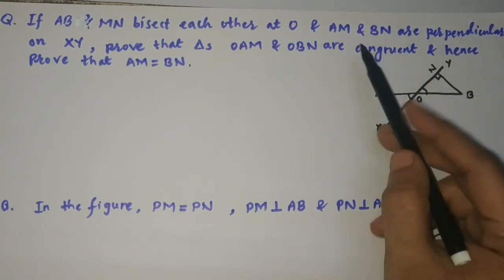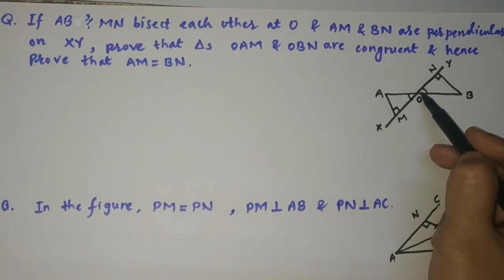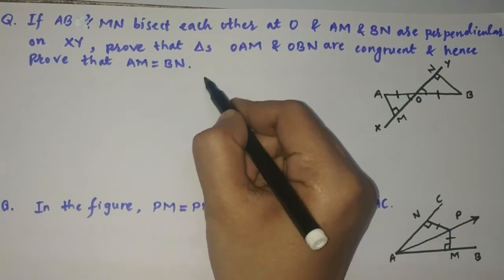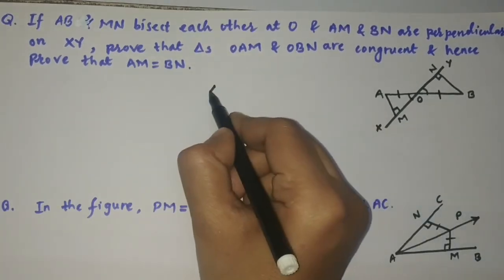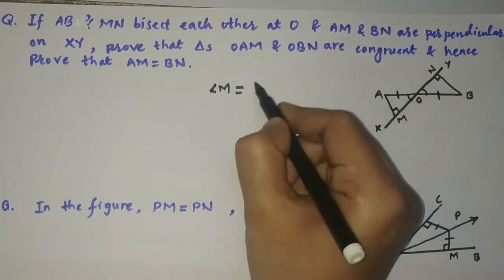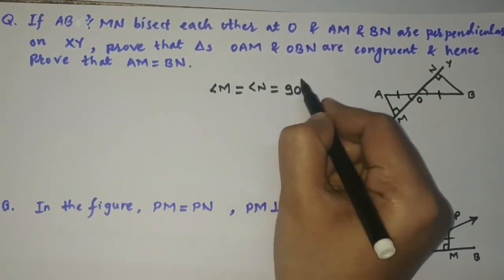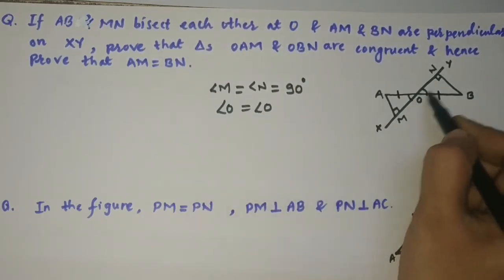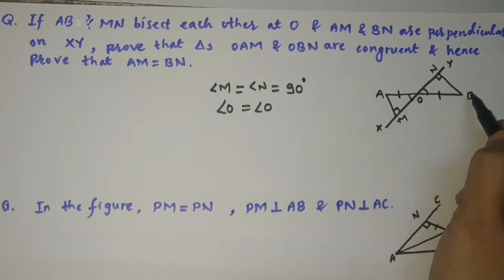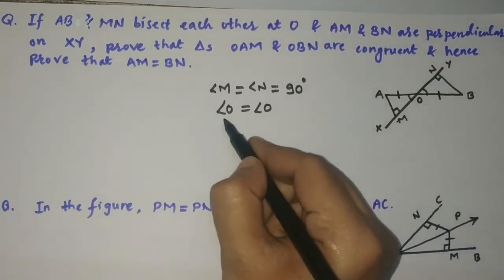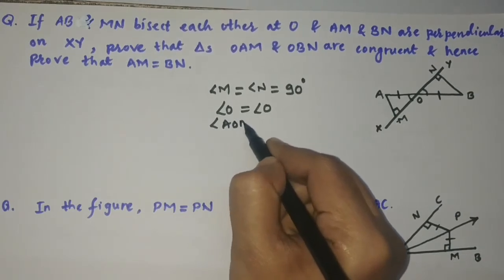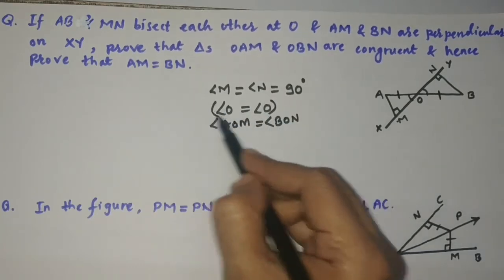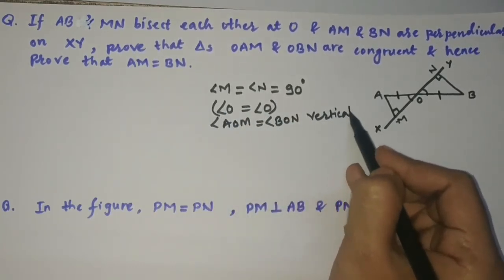Since AB and MN bisect each other at O, that means OA is equal to OB. So I will write down here, first of all, angle M is equal to angle N. Why? Both are 90 degrees. Then next, angle AOM is equal to angle BON. Reason: vertically opposite angles.